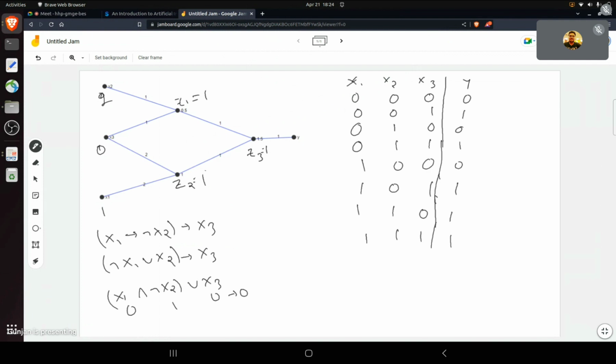Yeah, on 1 0 0 this will be 1. Sorry. Alright. Hmm. Yeah, when x1 is 1, x2 is 0, x3 is 0, so this will be 0. What did I do wrong? Let me just solve this again.